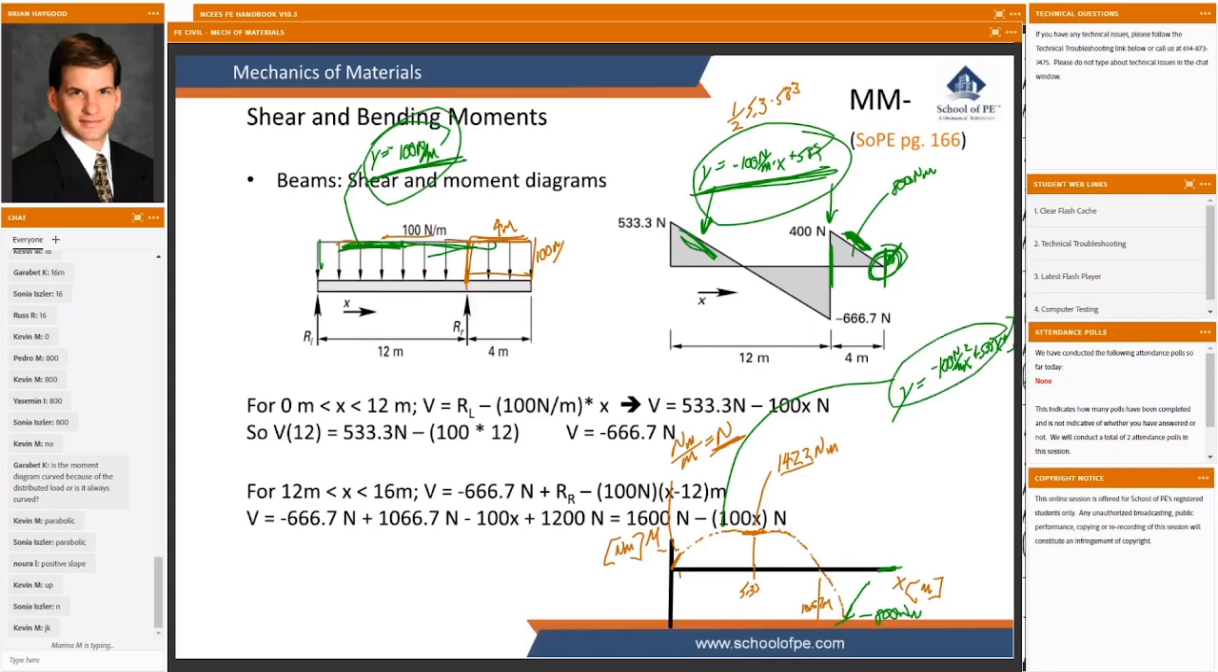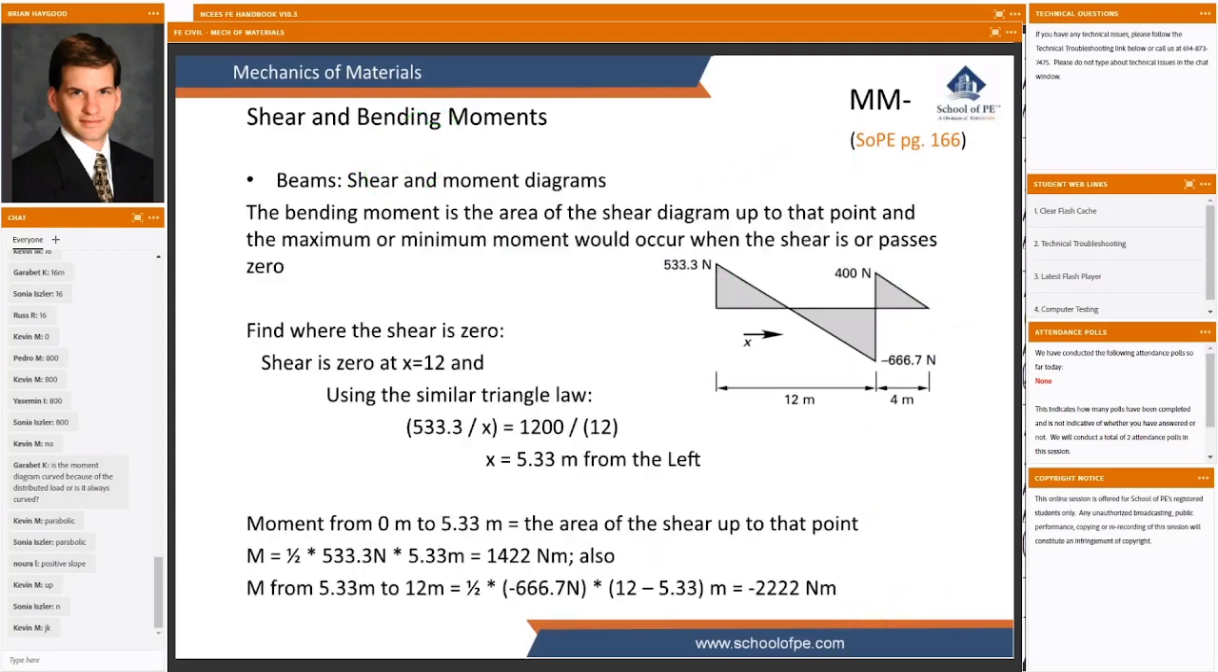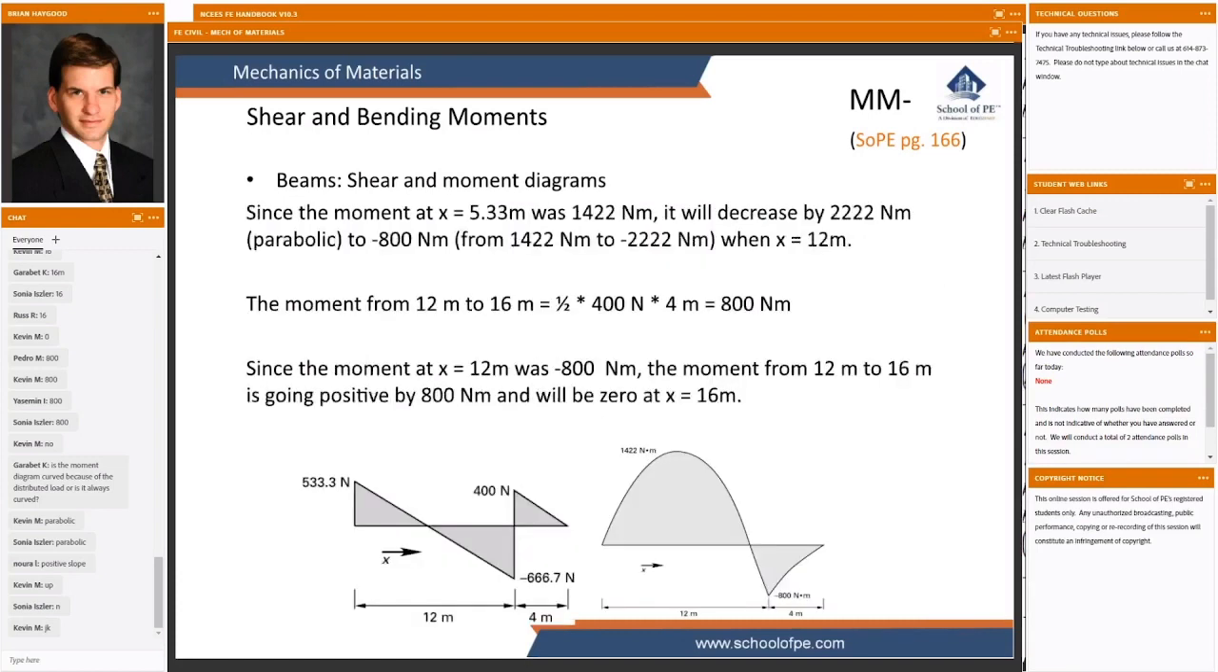As we take these integrals, we go from line to angled line to parabolic to cubic to quartic, whatever. We keep increasing as we go from one diagram to the next. So our final result is a shear diagram that has a few key points, 533, 0, 667, 400, and 0, and a moment diagram that has a few key points. At 5.3 meters, it reaches a maximum of 1422. At 10.67 meters, it reaches 0. At 12 meters, it's at negative 800, and it's at 0 at each of its ends.